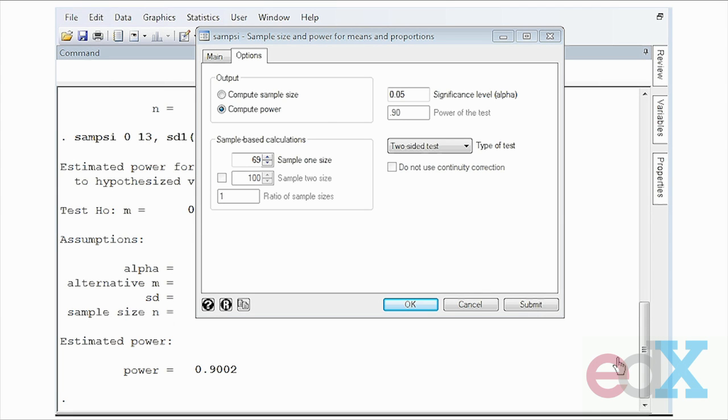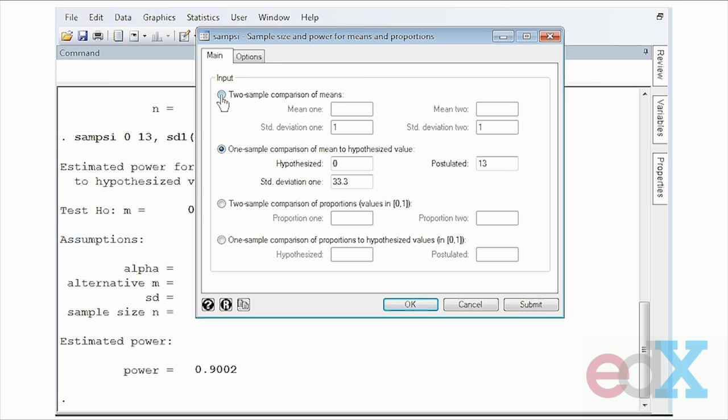Okay, so welcome back. So now I hope you've learned the interrelationship between the alpha and the beta, that if you keep the sample size constant, the smaller you make alpha, the bigger beta becomes, and vice versa, and that as you make your sample size bigger, you increase the power. Let's go back and now look at the two sample comparison of means.